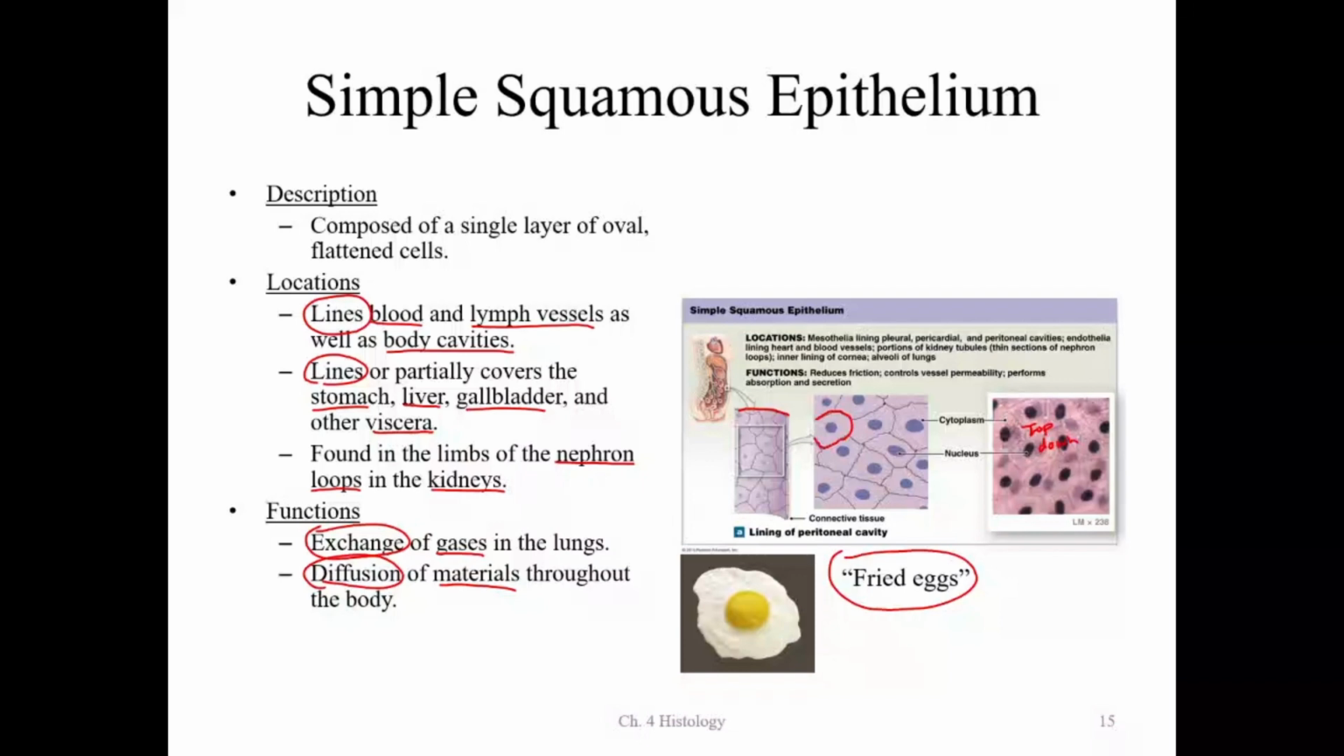Now, think about a fried egg. It's very flat. When you look at a fried egg from the side, it's very flat with a little bump on the top. That's what squamous cells look like. They look like fried eggs. Now, you'll hear the word squamous in cancer.